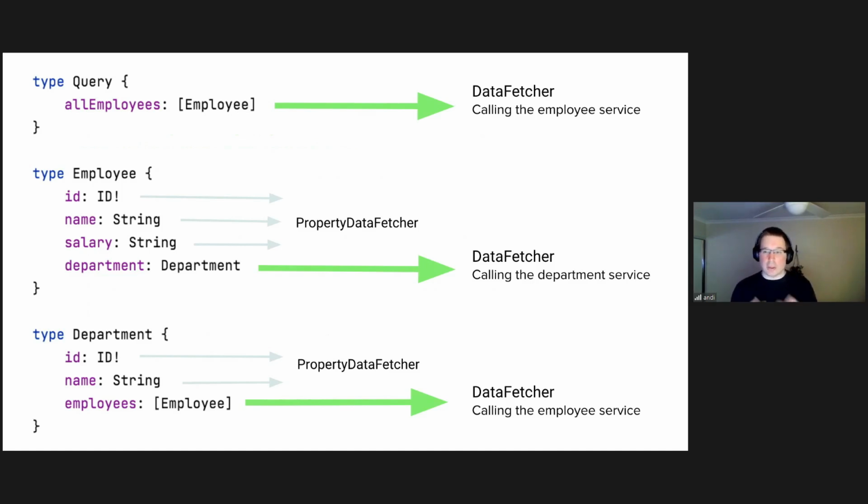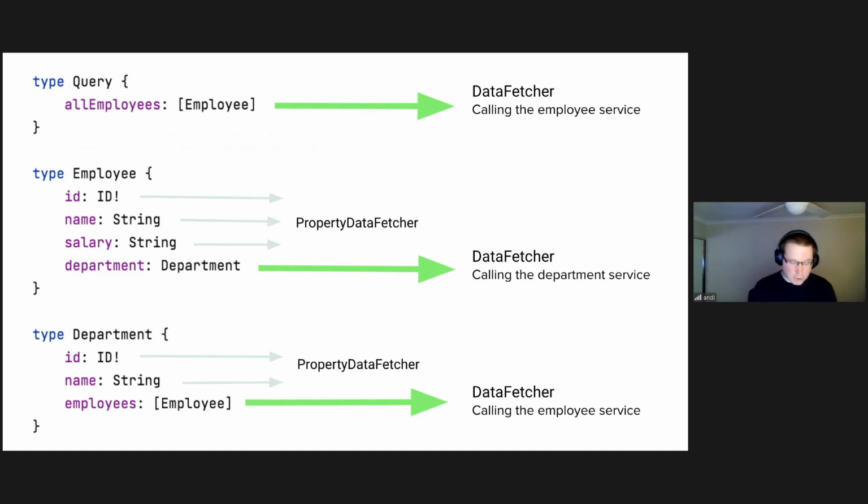We implemented them in a domain specific way for our application, for our needs. This is our custom code. This is highlighted by these big green arrows here. The other 5 fields, ID, name, salary of employee, and ID and name of department, don't have a custom data fetcher. They use the default data fetcher called property data fetcher.